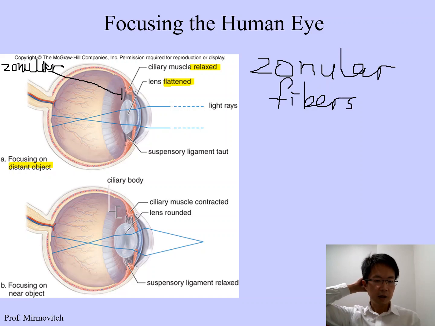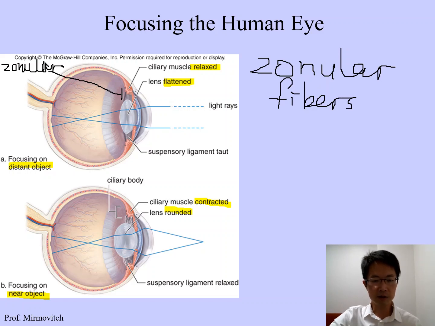Okay, and as you can see, when we see an object farther away from us, the so-called distant object, then the lens will become flattened. On the other hand, when we want to see a near object, we call it proximal object, then the ciliary muscle will contract, and then the lens will become more rounded.